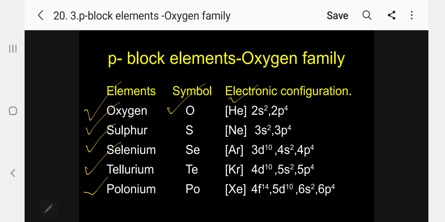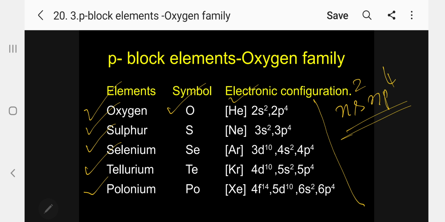Kindly follow. So I will give one important piece of information. We need only the outermost electronic configuration, which decides the reactivity, valency, etc. So always in the oxygen family, ns2 np4 is the general configuration. So oxygen 2s2 2p4, sulfur 3s2 3p4, selenium 4s2 4p4, tellurium 5s2 5p4, polonium 6s2 6p4. Please follow.